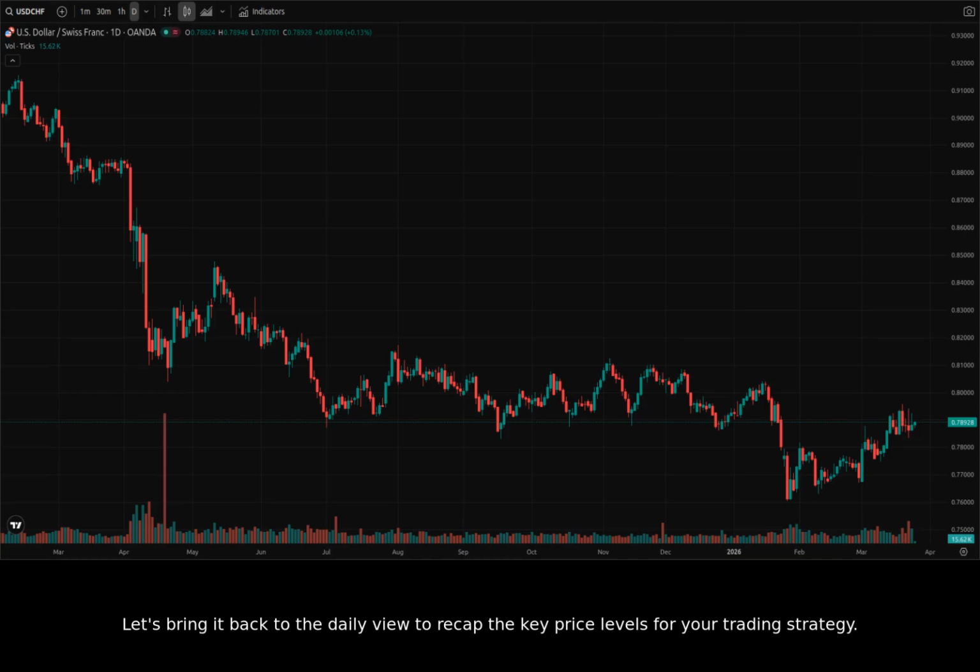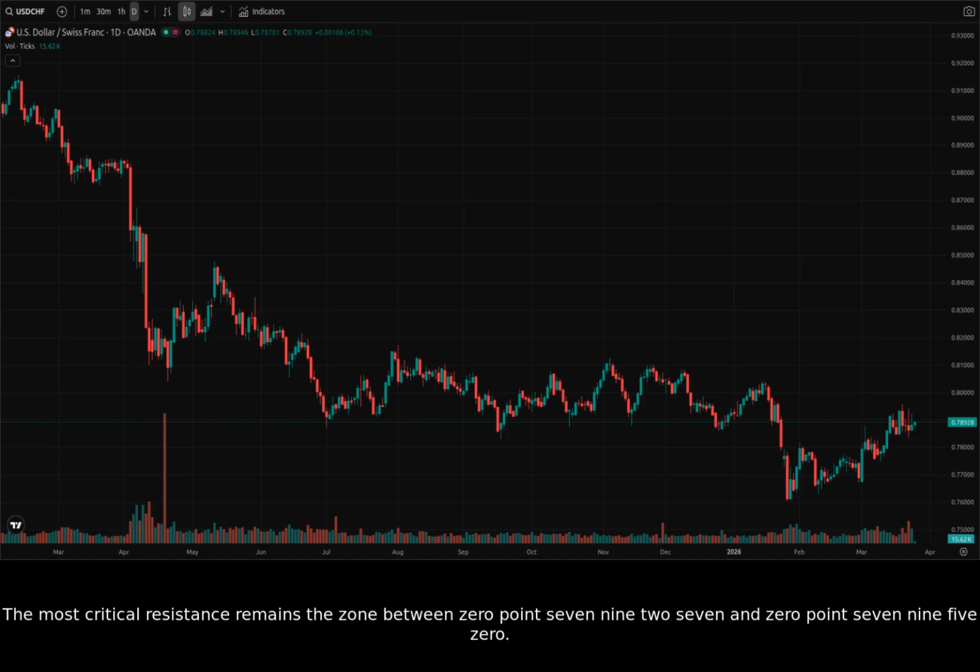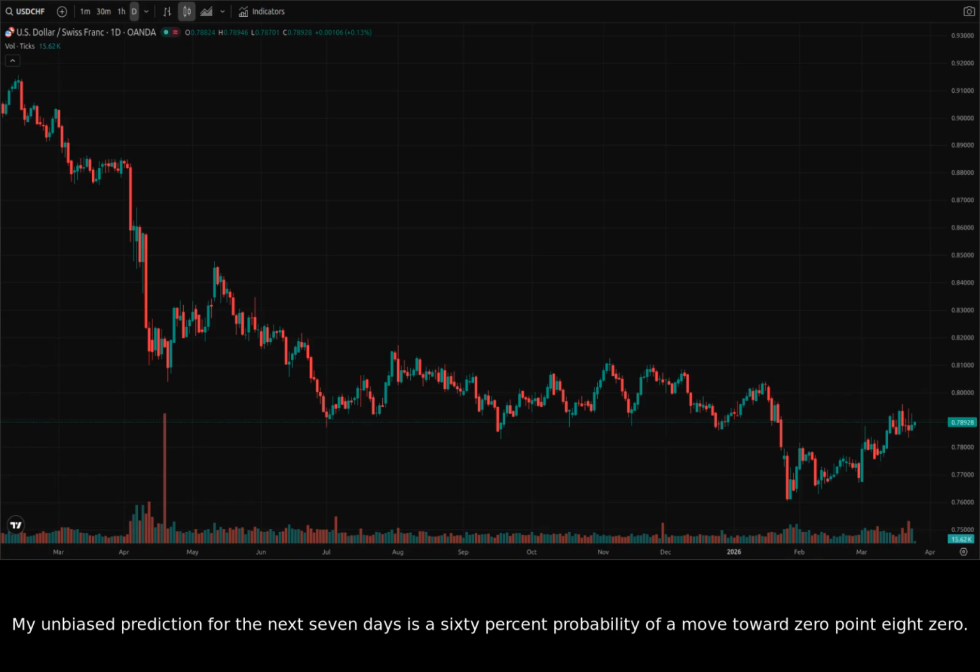Let's bring it back to the daily view to recap the key price levels for your trading strategy. The most critical resistance remains the zone between 0.7927 and 0.7950. On the downside, initial support is found at 0.7834, with the ultimate floor at 0.7740. My unbiased prediction for the next 7 days is a 60% probability of a move towards 0.80.